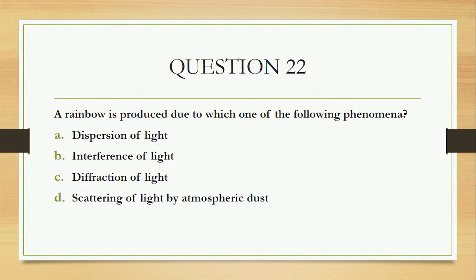Now our next question is, a rainbow is produced due to which one of the following phenomena? Option A, dispersion of light, option B, interference of light, option C, diffraction of light, or option D, scattering of light by atmospheric dust. And the correct option is option A, dispersion of light.